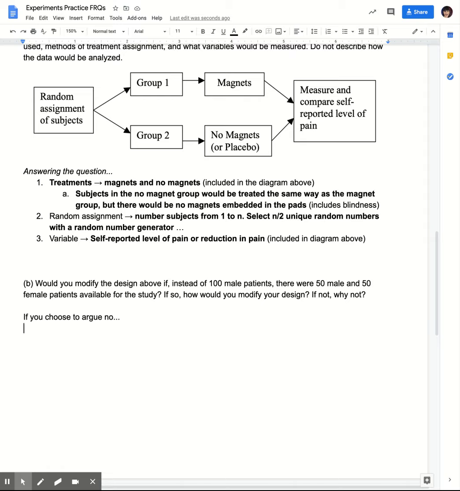So a reason for that might be that randomization should equalize the effects of gender in the 2 groups. So this is a possible explanation.